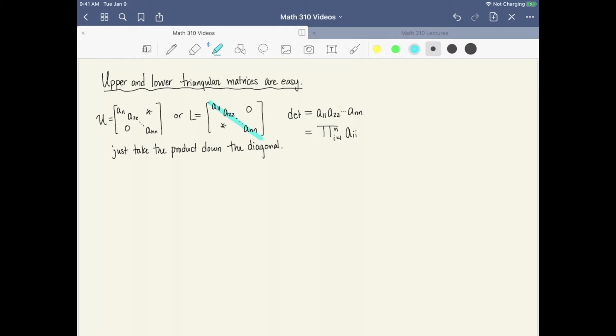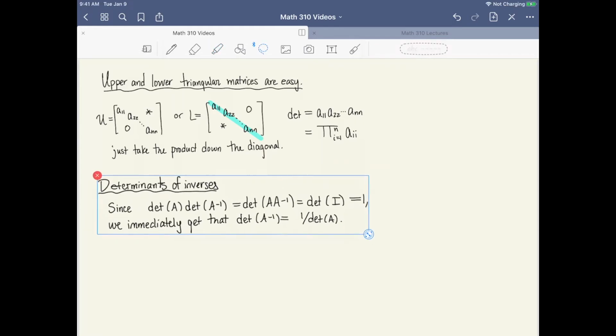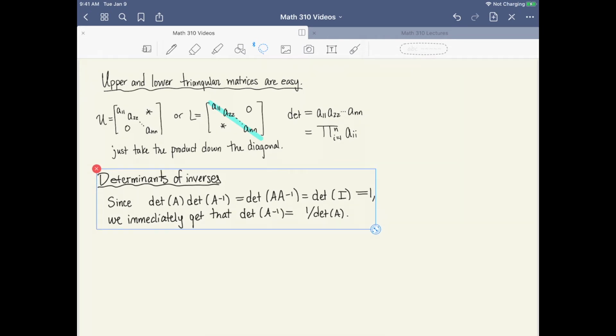The next thing that I want to mention in this quick overview of our shortcuts for determinants are the determinants of inverses. So the short of it is, if the determinant of A is D, the determinant of A inverse is 1 over D, provided that that determinant is non-zero. But here's the thought process behind that.